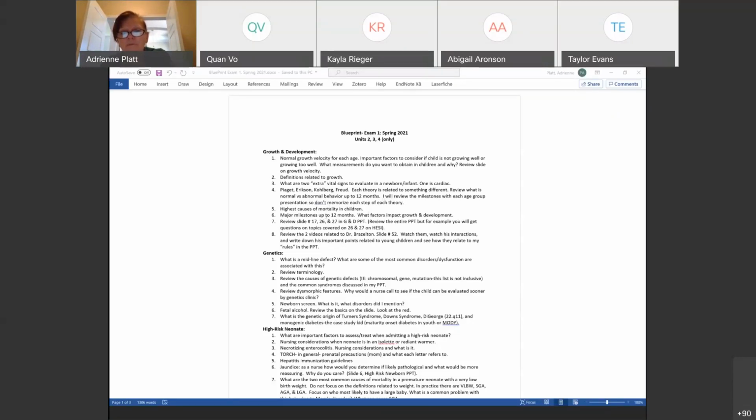Highest causes of mortality in children, preventable accidents. When I looked at the CDC website, it was from birth to 44 years of age, preventable accidents. So safety is huge. Wearing the seatbelt, being in the right car seat or booster seat, depending on weight. The car seats expire.